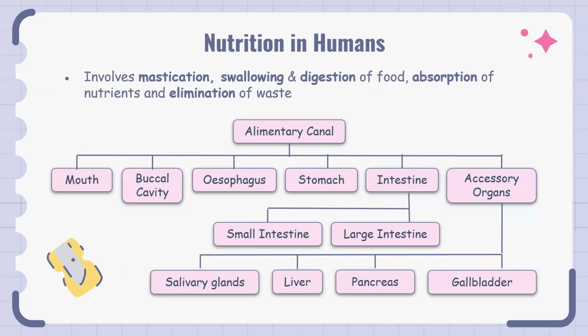Accessory organs are organs that indirectly help in the digestion process by secreting enzymes or other substances that aid in the breakdown of food. They do not directly process food. Liver, pancreas, and gallbladder are the accessory organs.